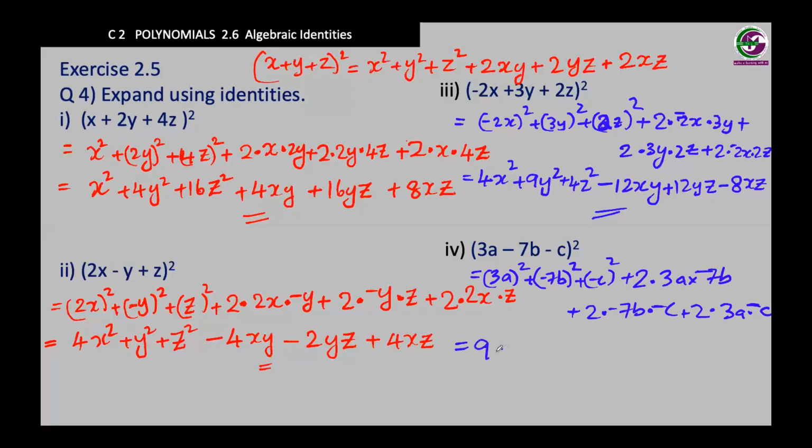And here it will be 9a square, negative will get cancelled, 49b square plus c square. There is 1 minus, so your answer is minus 42ab. 2 minus, so 2 negatives are there, so it will be positive 14bc. Only 1 minus, so negative 6ac. That's the final answer. You can pause here and repeat the question. It will be perfect. Moving on to part 5 of question 4.